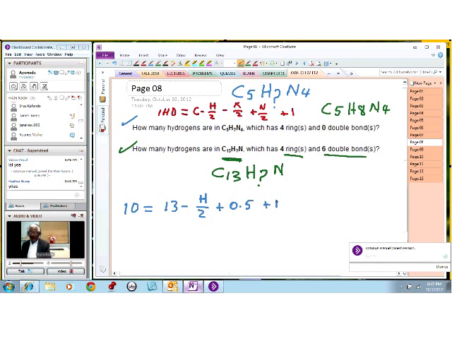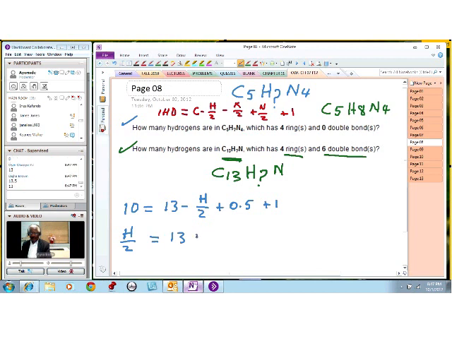Okay, can anybody work that math out for us? I'm going to move this to this side. Move the hydrogen over 2 to the left. So that means hydrogen divided by 2 equals 13 plus 0.5 plus 1, then minus 10, since we are moving this 10 to the right, if you all remember our math. Okay, so what does that give us? So that gives us, what is this here? That is 4.5. So therefore, hydrogen divided by 2 equals 4.5. Therefore, hydrogen equals 9.